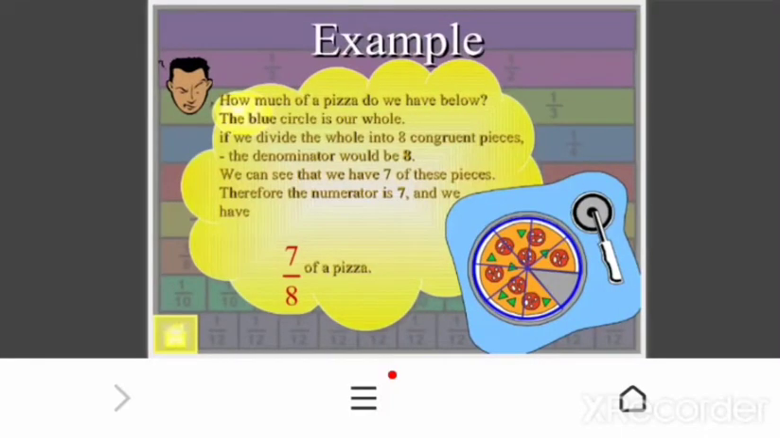For example, how much of the pizza do we have below? The blue circle is our whole. If you see carefully, if we divide the whole into 8 equal pieces, the denominator would be 8, and we can see that we have 7 of these pieces. Therefore, the numerator is 7 and we have 7 upon 8 of a pizza.